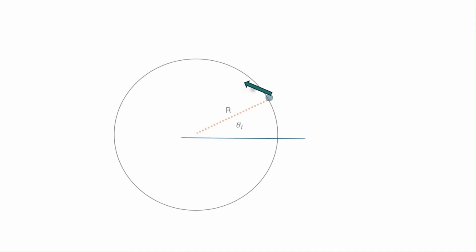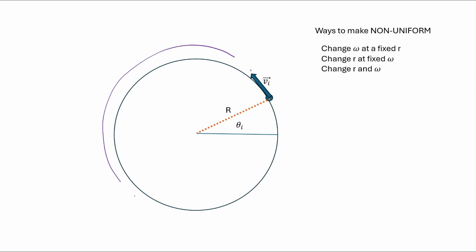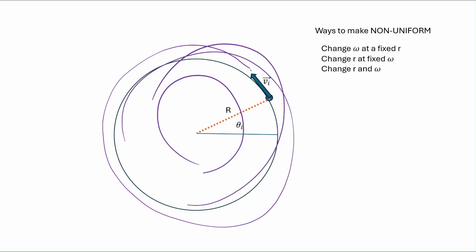Let's relate this to circular motion. We want to do non-uniform circular motion, and the question is, what are the ways to make it non-uniform? One way is to change omega at fixed r. In other words, go faster and faster and faster around the circle without changing our radius. And then there are these other ways as well. We're going to explore all three of them, and by the time we're done, we'll know how to do everything.